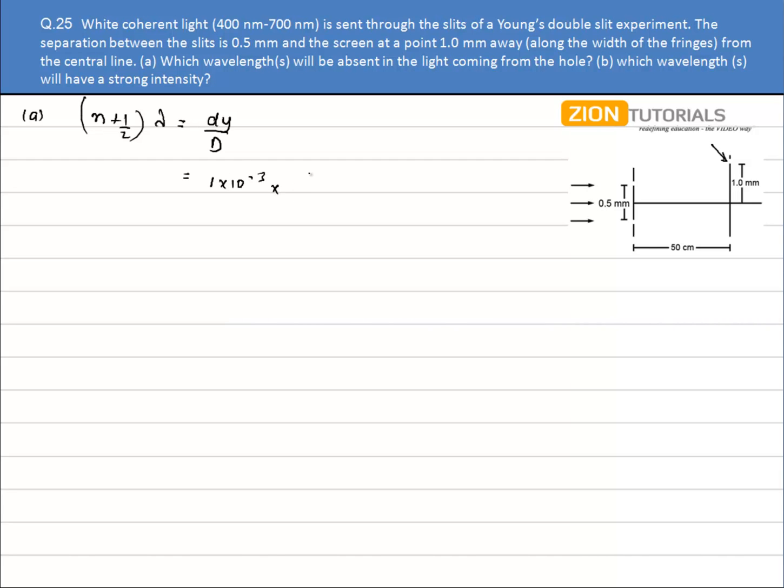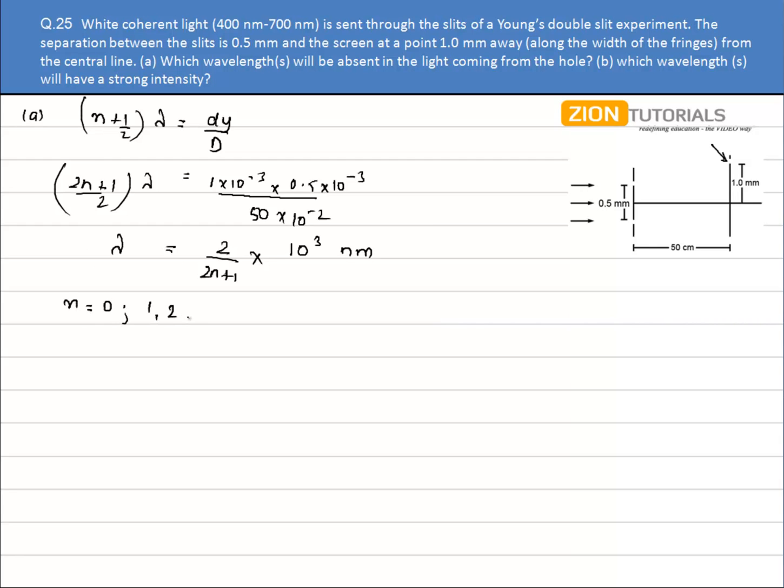The value of d is given as 0.5. The value of capital D is 50 centimeter. That is equal to (2n plus 1) by 2 into lambda. Fine. So it comes out to be lambda is equal to 2 by (2n plus 1) into 10 to the power 3 nanometer. Now we know that the value of n varies from 0, 1, 2 and so on.